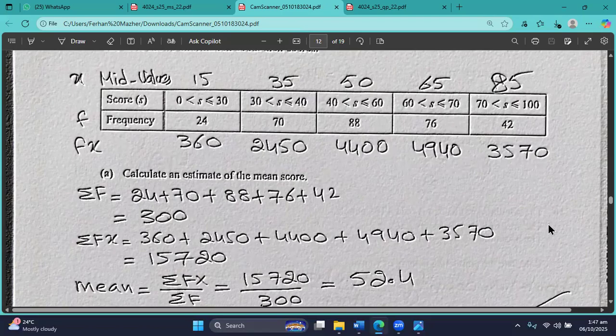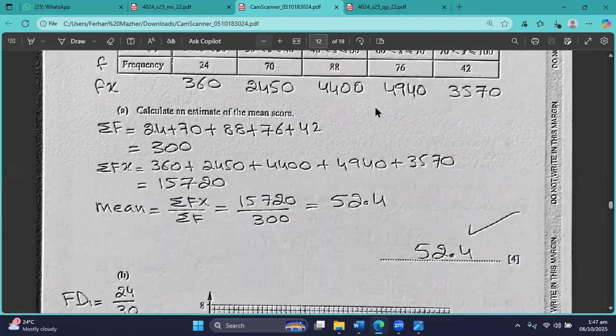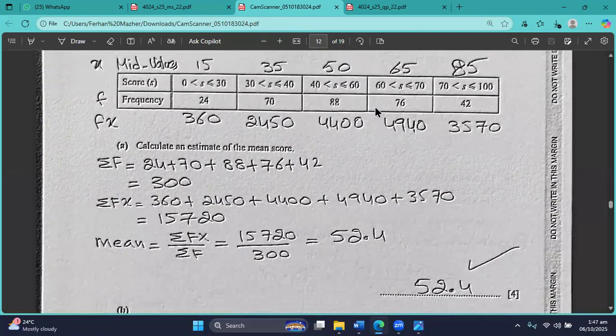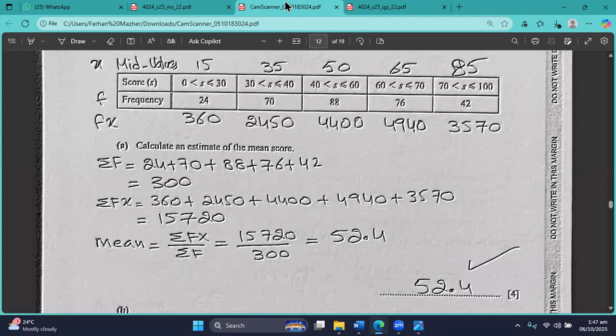15,720. The formula for the mean value is summation fx divided by summation f, and that will be 15720 divided by 300, and that will give me 52.4. So the mean value will be 52.4, which is the right answer, sir. This is how we have done question number 18.